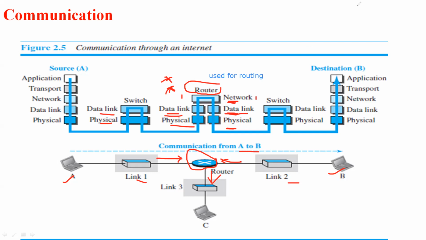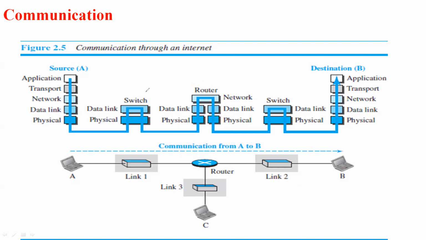So the next component of a communication channel is a switch. Here we have two different switches. A link layer switch is involved in only two different layers. Here the switch will involve two different layers: one is the data link layer, and the other is the physical layer.